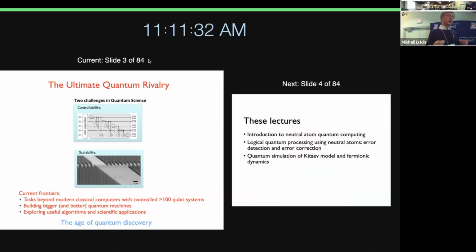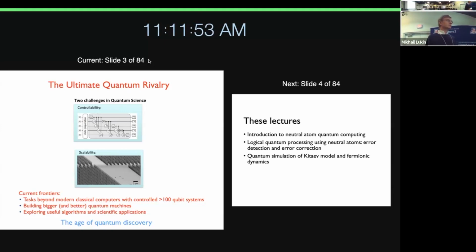So in that sense, the field is now in the age of scientific discovery. In any field, before you start rolling out products, you have to go through the discovery stage, and that's where this field is, and it's actually very exciting.